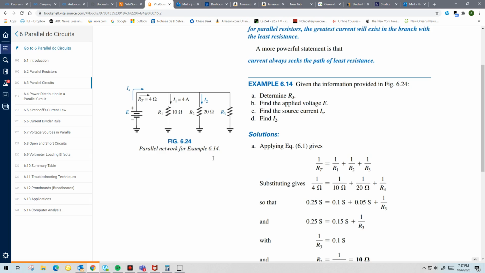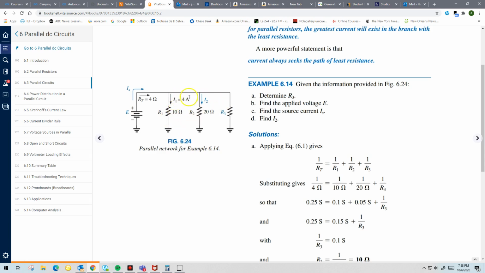It says find R3, and if you look at the circuit, you say, I don't know R3, but what do I know? I know the value of R1, I know the value of R2, and I know the total resistance. If you combine the resistors together, the only thing I wouldn't know in that equation will be R3. So I can find R3 based on the equation for total resistance. The other thing is they're also giving you the current through one of those resistors, the 10 ohm resistance, and they're not giving you the other ones.